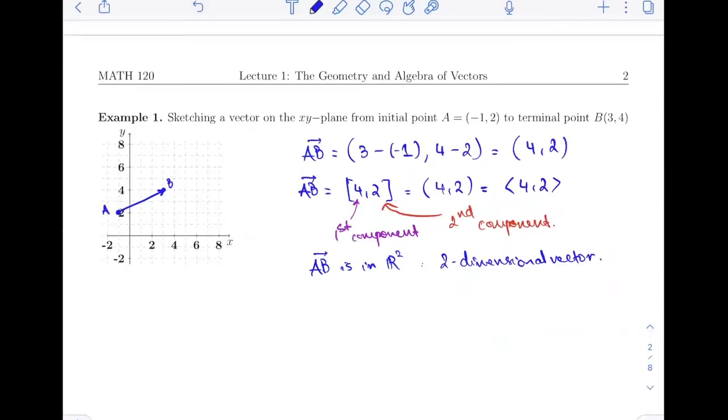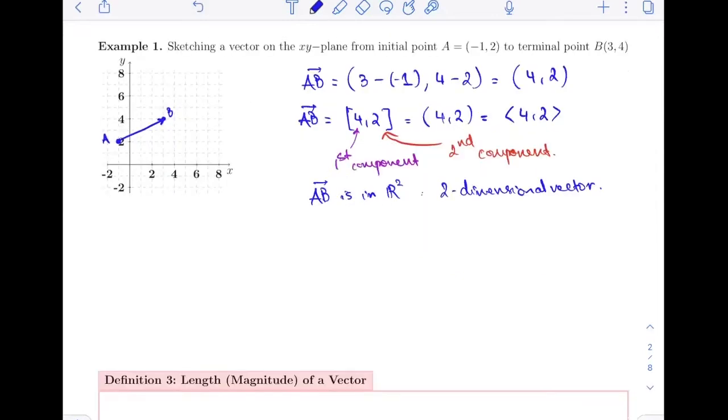However, sometimes you are given a vector with just the component form, without knowing the initial point or the terminal point. So it's a little bit harder to pinpoint exactly the initial point or the terminal point. Therefore, you can draw this vector in the standard position. What do I mean by standard position? A vector in standard position is where the initial point is at the origin. So assume that we have a vector a equal to 4, 2.